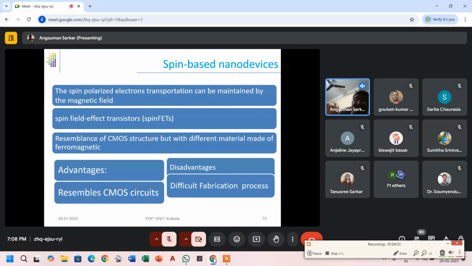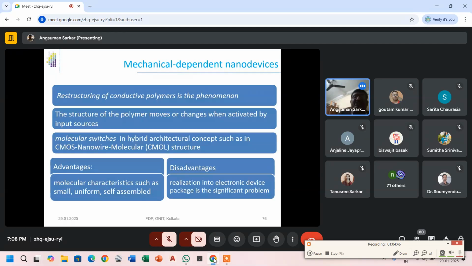So this is an advantage, but look at the disadvantage: difficult fabrication process. Again, the fabrication process is questionable. There is questionability regarding mass fabrication. So that is the problem with spin-based nano devices.